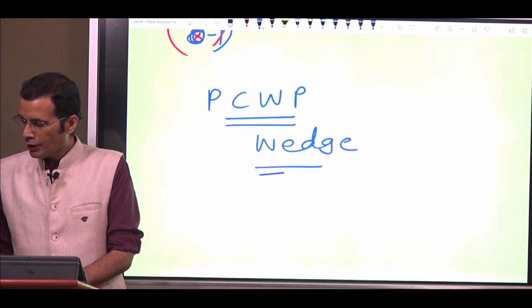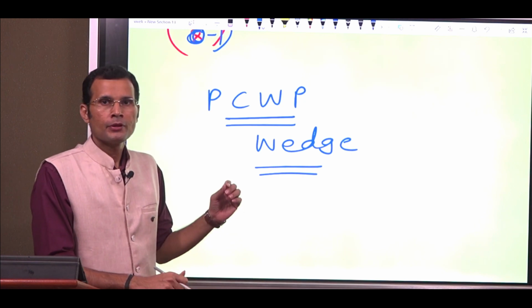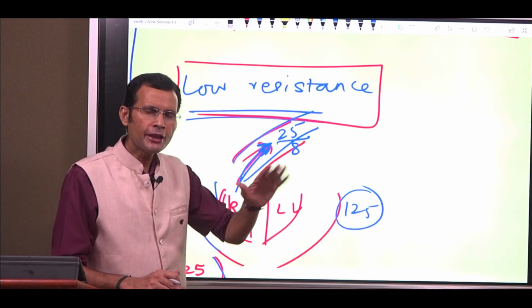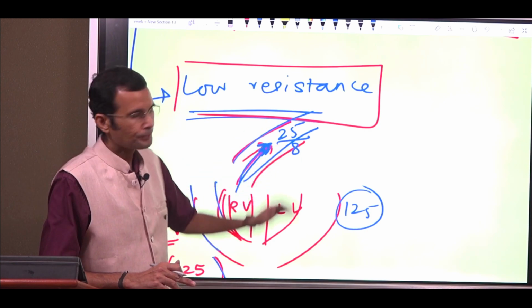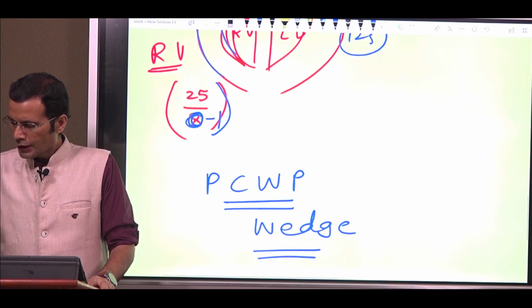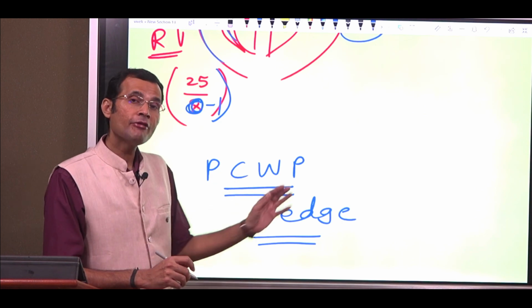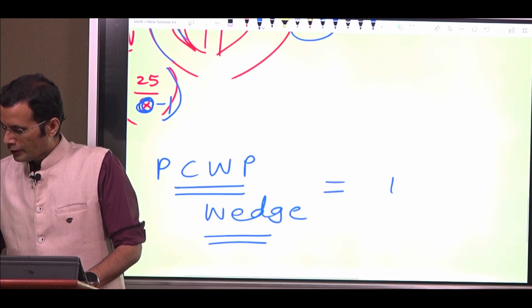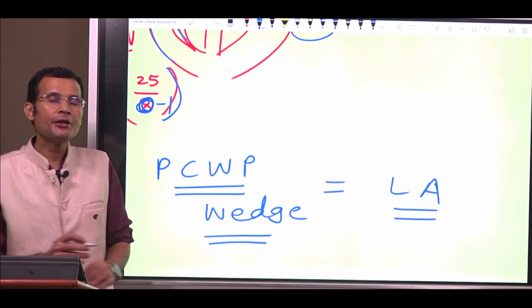Pulmonary capillary wedge pressure. Just now I told you about the pulmonary capillary pressure, 14 to 15 mm of Hg. Then what is this pulmonary capillary wedge pressure? Well, it's left atrial pressure.